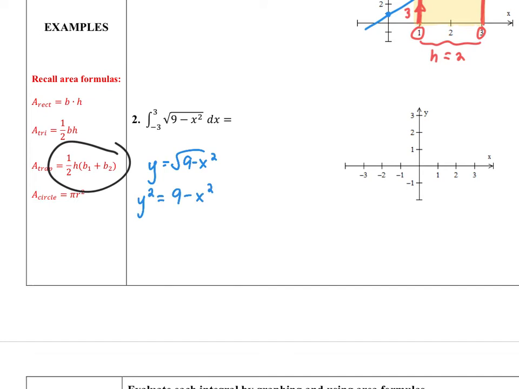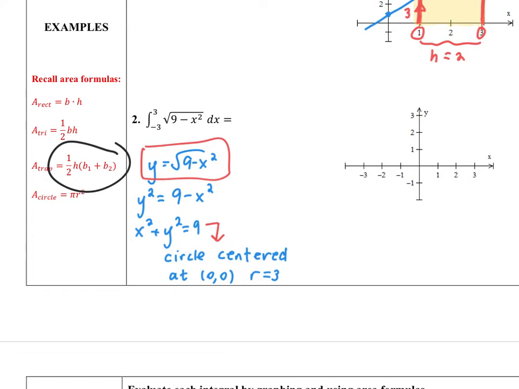And then move the x squared over. And that is the equation of a circle centered at (0, 0) with a radius of 3. Don't get too hung up on it if you don't remember how to do that. It's not a big, huge part. Since this was only the positive square root, I'm only going to draw the top half of that circle.